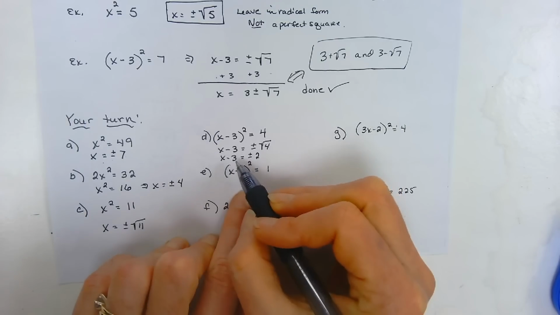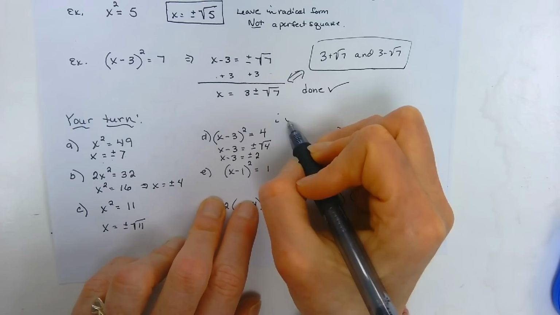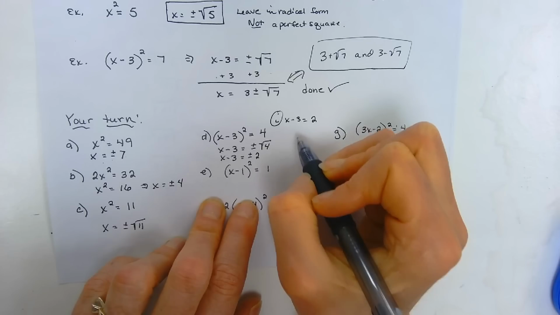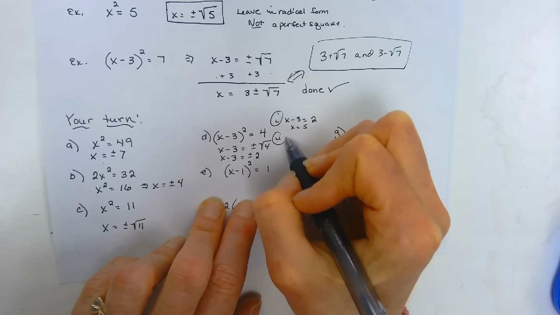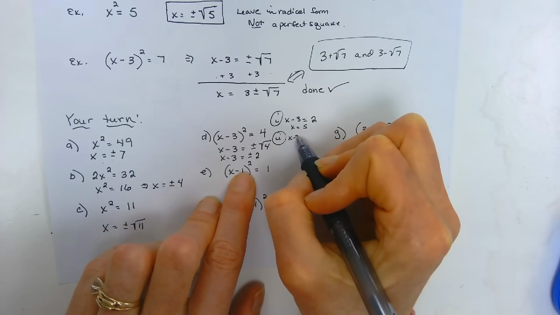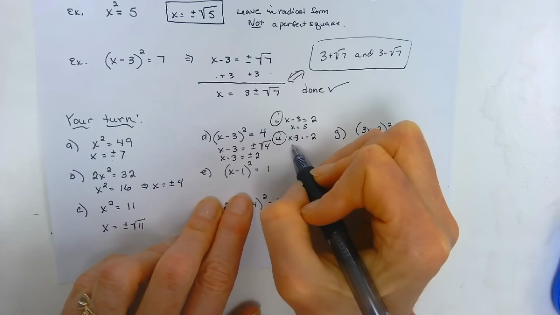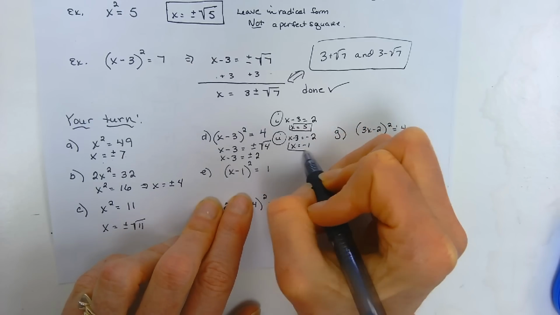Now, I want to get x by itself, so case 1 will be that x minus 3 equals positive 2, which means that x equals 5. And case 2 will be that x minus 3 equals negative 2. Adding 3 to both sides, x equals negative 1. And there's the two solutions for letter D.